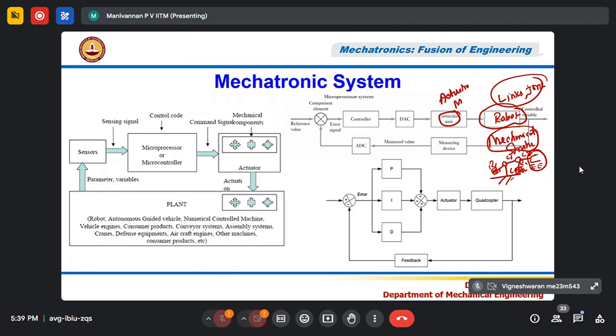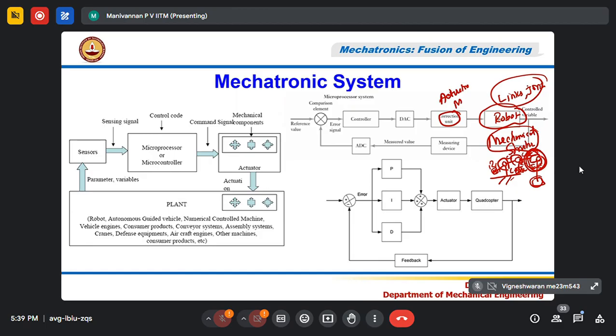Without joint motors, the joint won't move. If the joint won't move, the link won't move, then the end effector won't move. The end effector moves only when the joint moves and the links move. Here I am attaching, for example, a load. The load should be moved from one location to another. That's what the end effector is going to do.